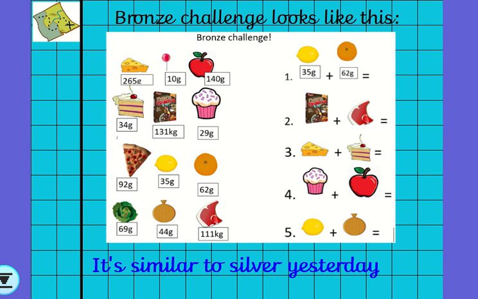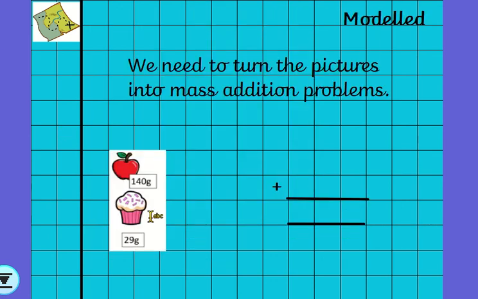So let's look at the first one together. Here is one for you. So it says an apple weighs 140 grams, sorry. So let's put that in as our first measurement. 140g, because we can't forget the grams, because otherwise it might be an elephant, it might be a monkey, it might be a chimpanzee.